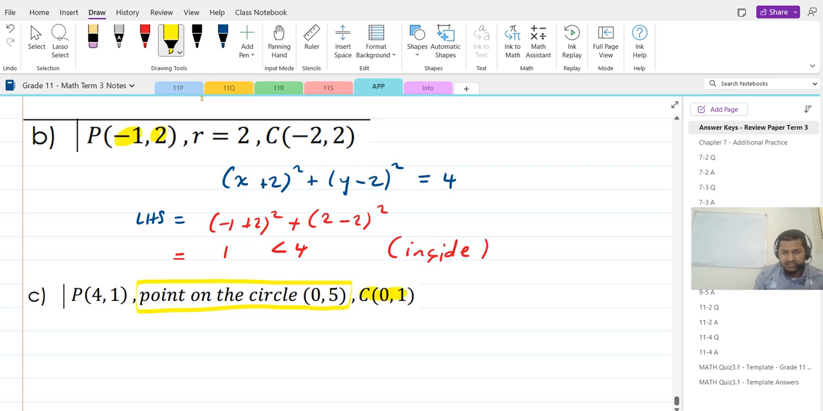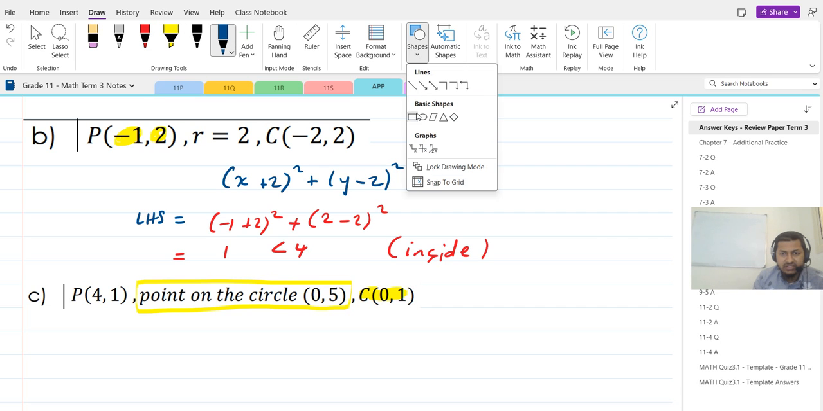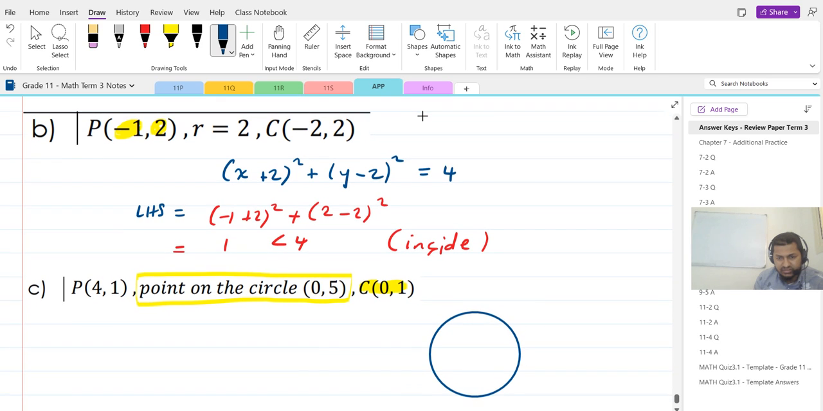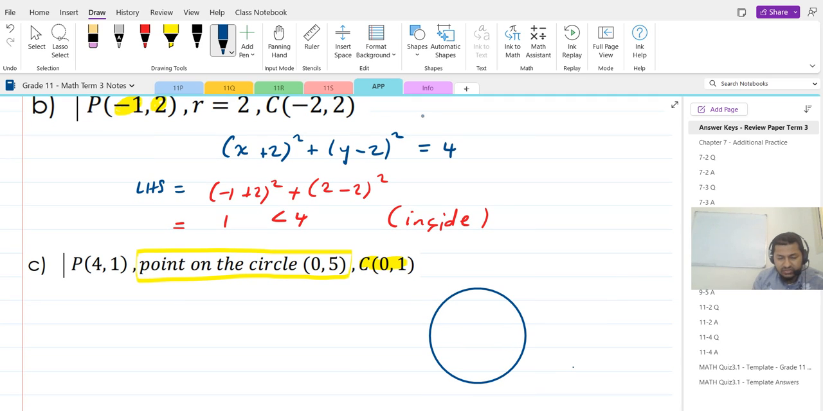So let's use center 0, 1 and try to understand where the location of these points are, so it makes more sense. So the center is 0, 1, which is basically on the y-axis, right? And then 0, 5 is a point on the circle, so it's basically the same x values but different y values, so you're basically just jumping up to 5. So this is 0, 5, right?